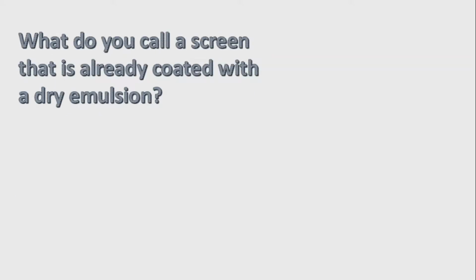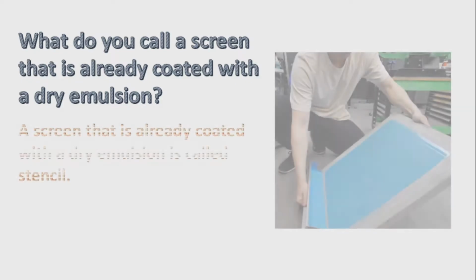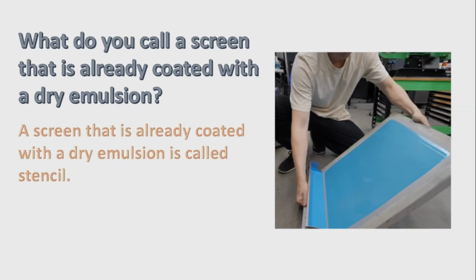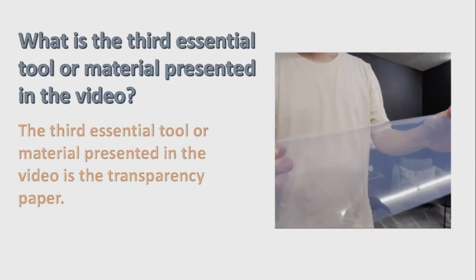Number 11. What do you call a screen that is already coated with a dry emulsion? The answer is, a screen that is already coated with a dry emulsion is called stencil. Number 12. What is the third essential tool or material presented in the video? The answer is, the third essential tool or material presented in the video is the transparency paper.